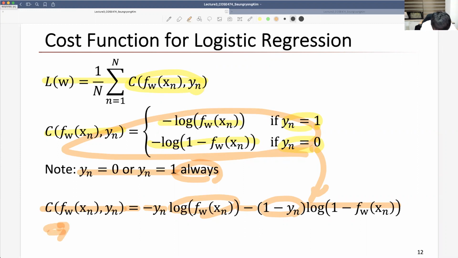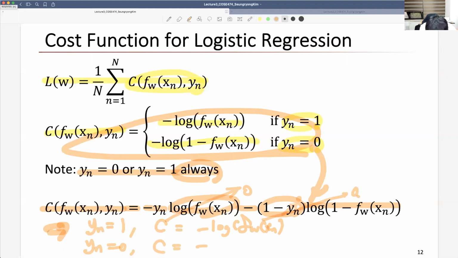We can rewrite this one. For example, if yn is equal to 1, this term will be 0, right? Then in this case, the cost is going to be minus log f_w(xn). Or if yn is equal to 0, in this case, this term will be 0. Then the cost is equal to negative log(1 minus f_w(xn)), right? These two terms are exactly the same.